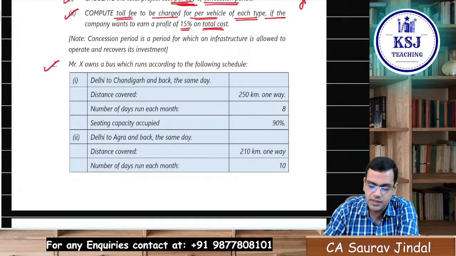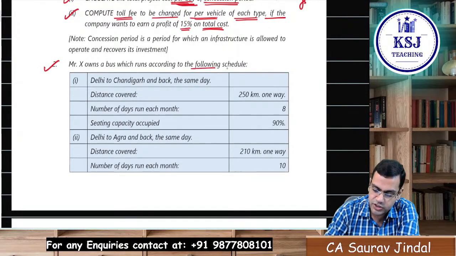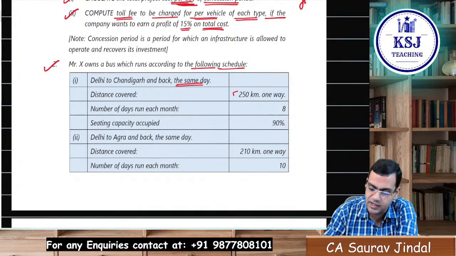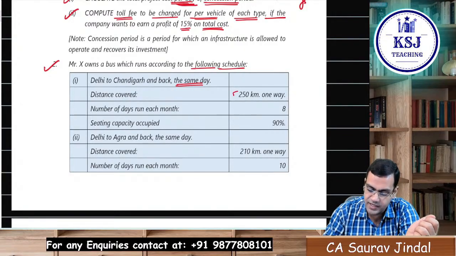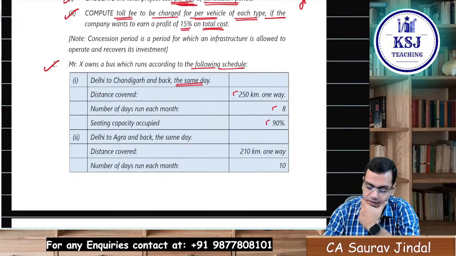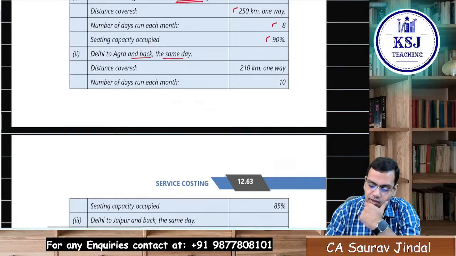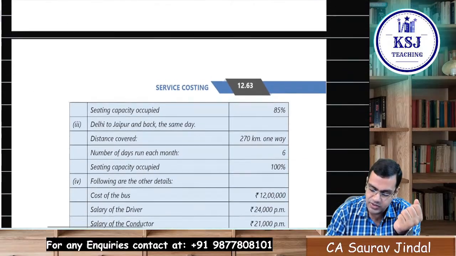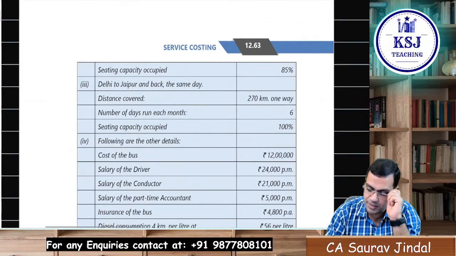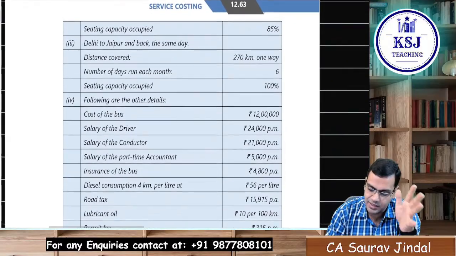Mr. X owns a bus which runs according to the following schedule. Delhi to Chandigarh and back the same day. Distance covered 250 kilometers one way. Number of days run in each month is 8. Sitting capacity occupied is 90%. Delhi to Agra and back the same day. One way distance 210. Number of days run 10. Sitting capacity occupied. Delhi to Jaipur 270 kilometers. Sitting capacity and all that given.